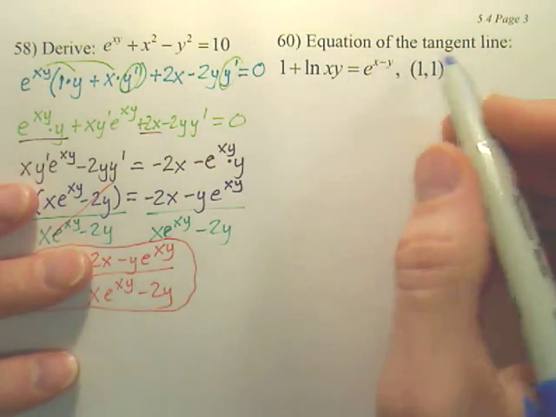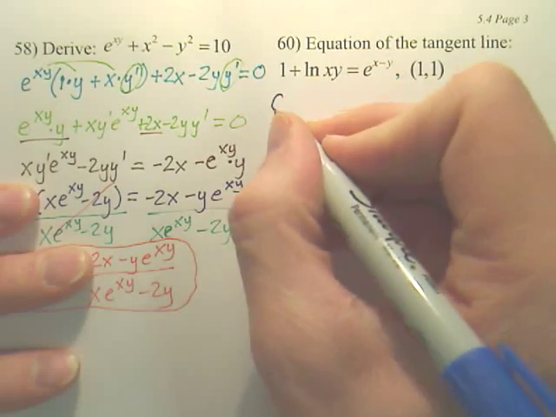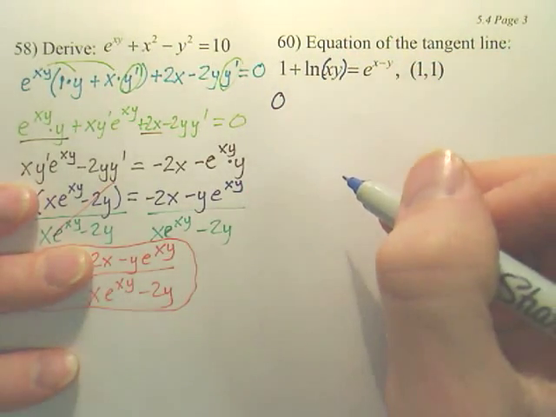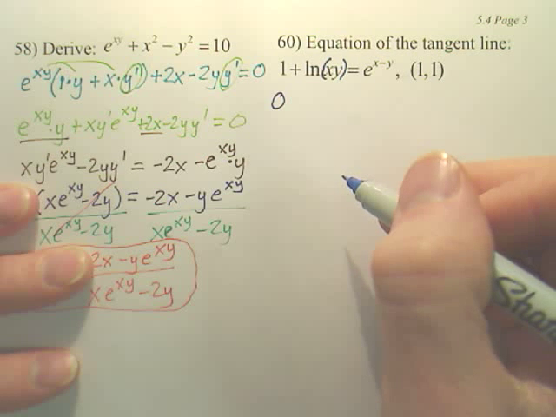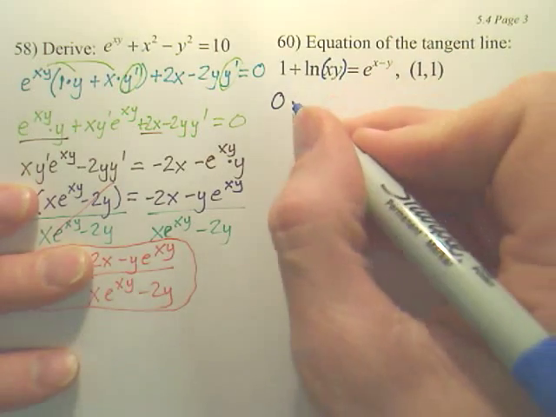Alright, let's find the tangent line of this. So the first step would be to derive this. That's good, that's 0. This right here looks like it's inside. So to do that, what you do for ln, the derivative of ln is u prime over u.